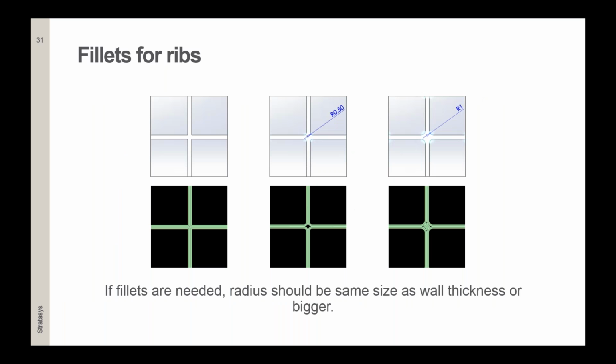And last but not least, we have fillets for ribs. In this example, we have a rib with a thickness of 1 millimeter. And you see that if we add a fillet of 0.5 millimeters, it will create a gap or empty space in between. So make sure you use the same thickness for fillets as you have for the wall thicknesses. This rule applies for ribs in the XY plane and not for the Z plane.